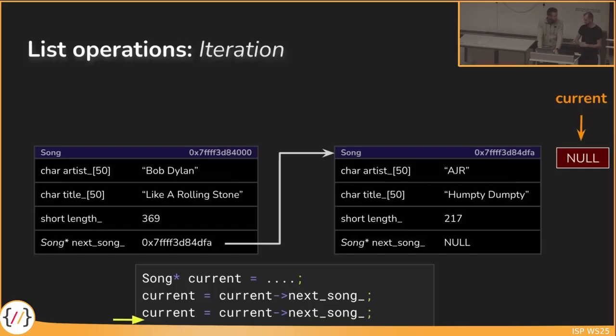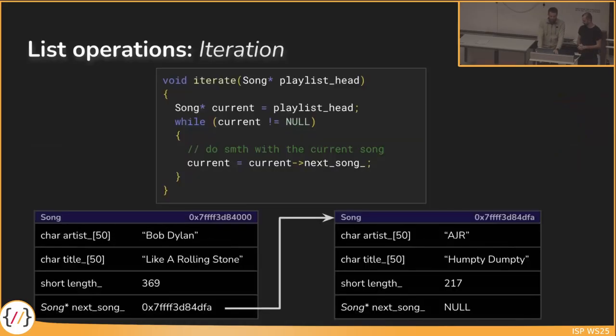Okay, so how could we implement that? Okay, let's have a look at the code. So this is a very simplified version. We can, for example, have a function called iterate that does not return something, but for example prints something. So we just have a comment here that means that we would print the artist and the title, for example.